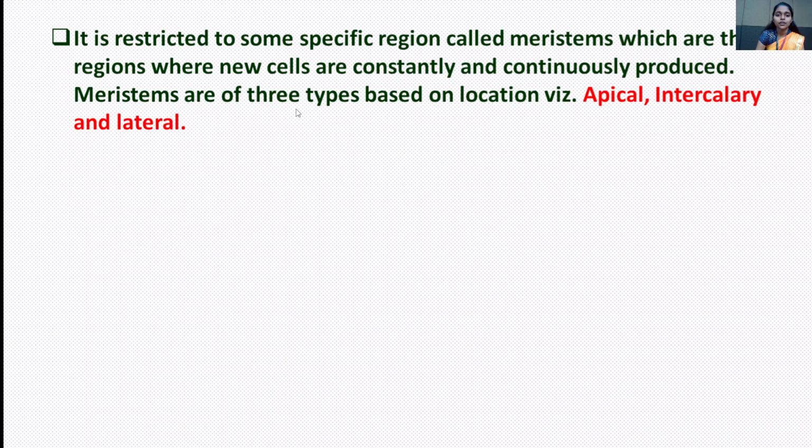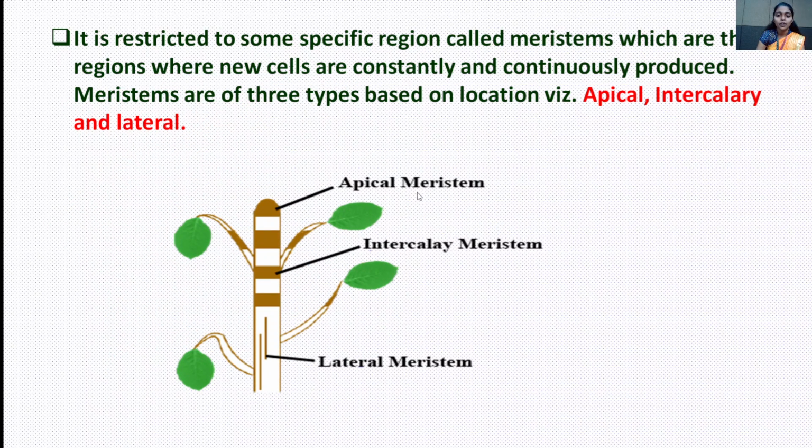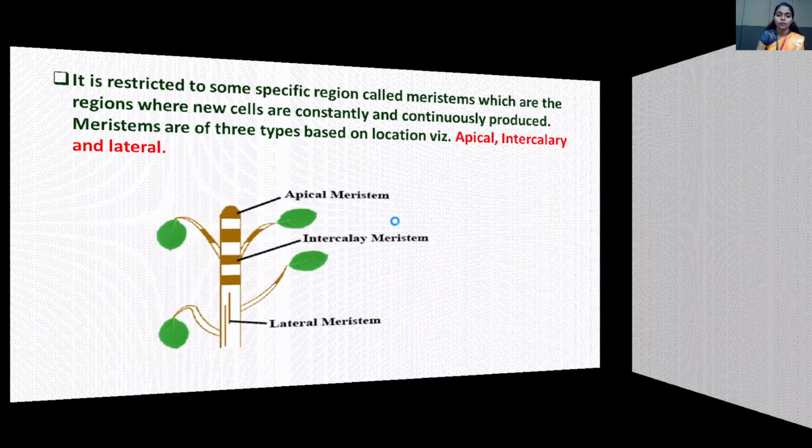Meristems are of three types based on location: apical meristem, intercalary meristem and lateral meristem. These are the types of meristem. The picture shows apical meristem, intercalary meristem and lateral meristem on the basis of these locations, these three types of meristem.